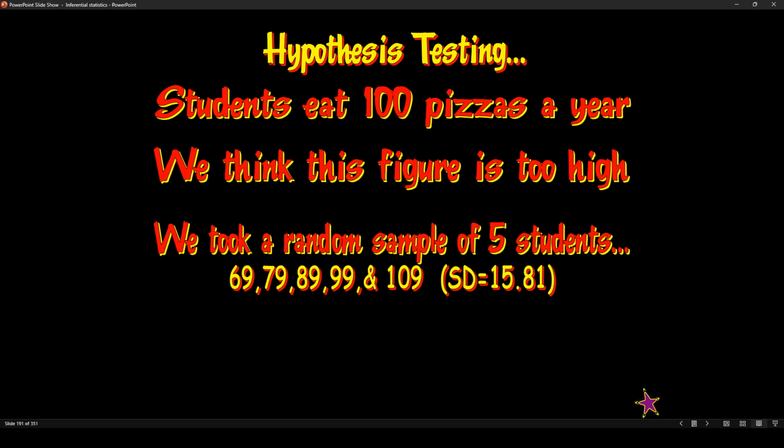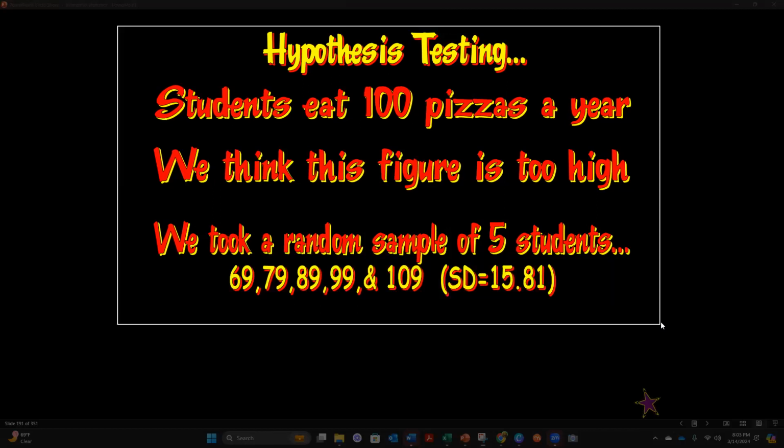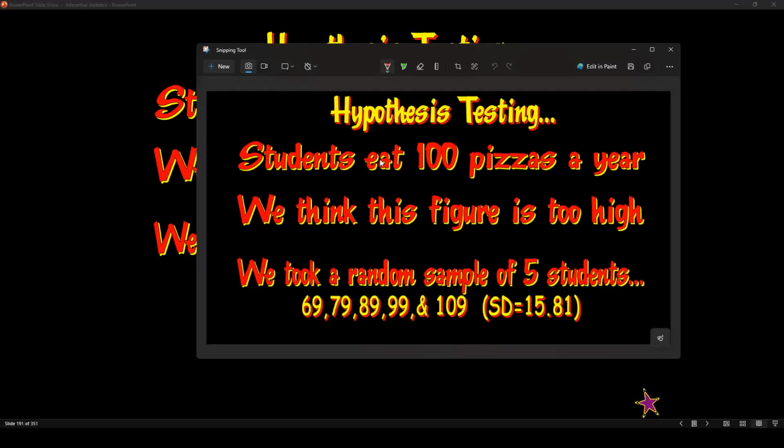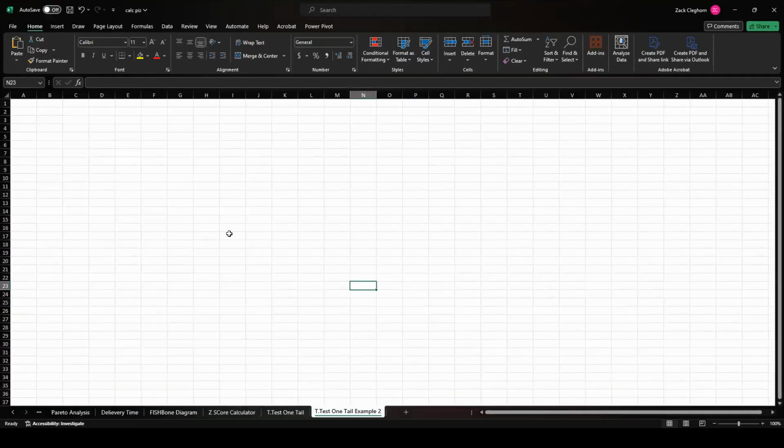This is a random sample of data. We got the standard deviation from that. So I'm just going to create a clip of this. So as we build this, we also have it.